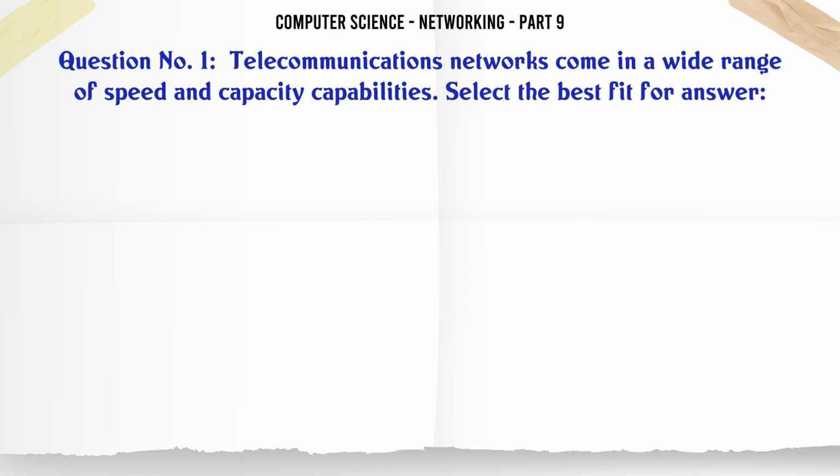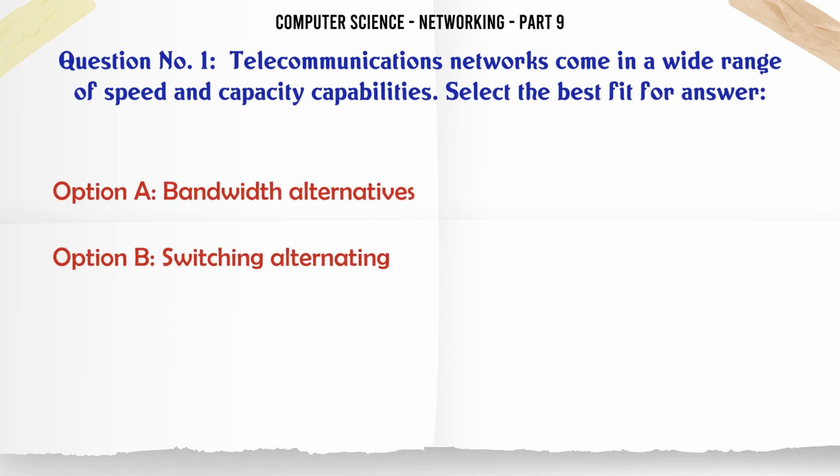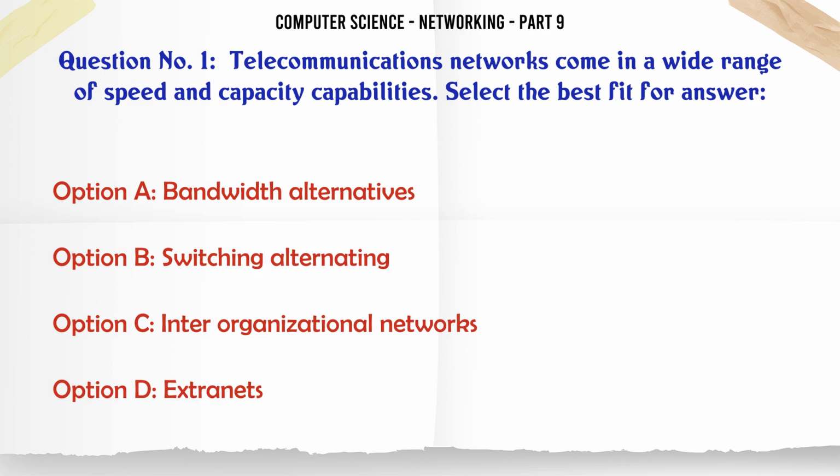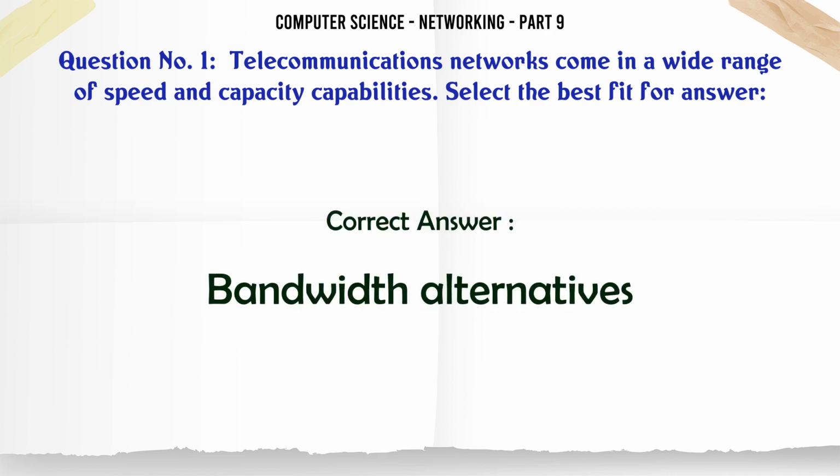Telecommunications networks come in a wide range of speed and capacity capabilities. Select the best fit for answer. A. Bandwidth alternatives. B. Switching alternatives. C. Inter-organizational networks. D. Extranets. The correct answer is bandwidth alternatives.